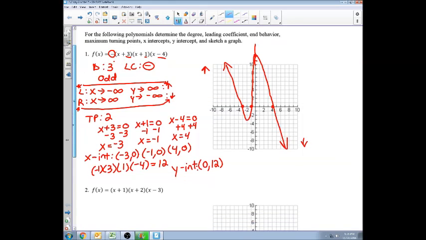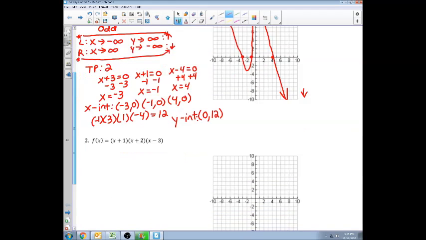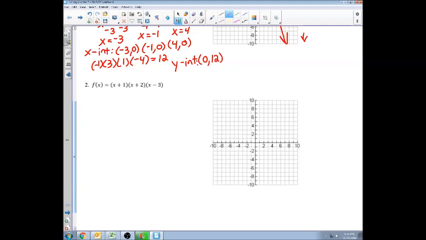Okay? So let's move on and have a little more practice here. Problem number 2. The first thing I need to find is my degree. How many times did x plus 1 happen? Well, once. X plus 2 happened once, and x minus 3 happened once. So that means I have 3 different terms. So I will have a degree of 3, which is odd again.